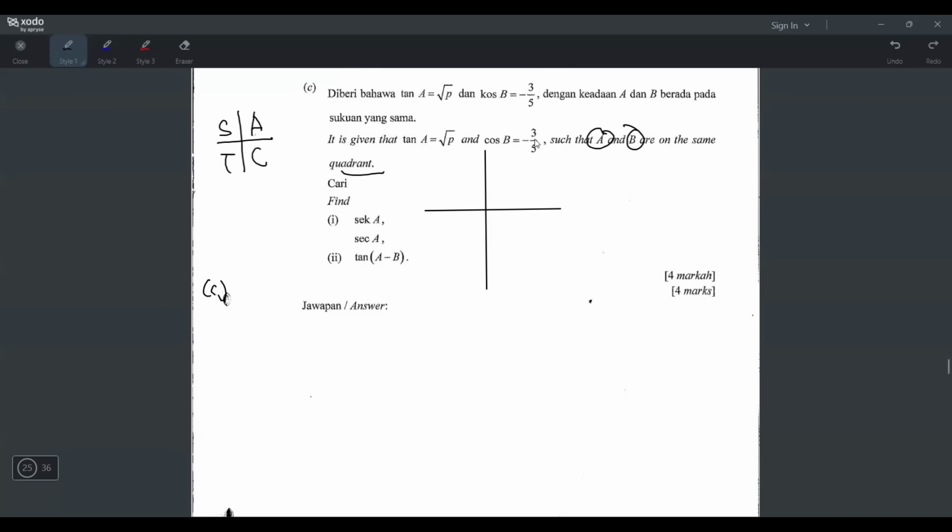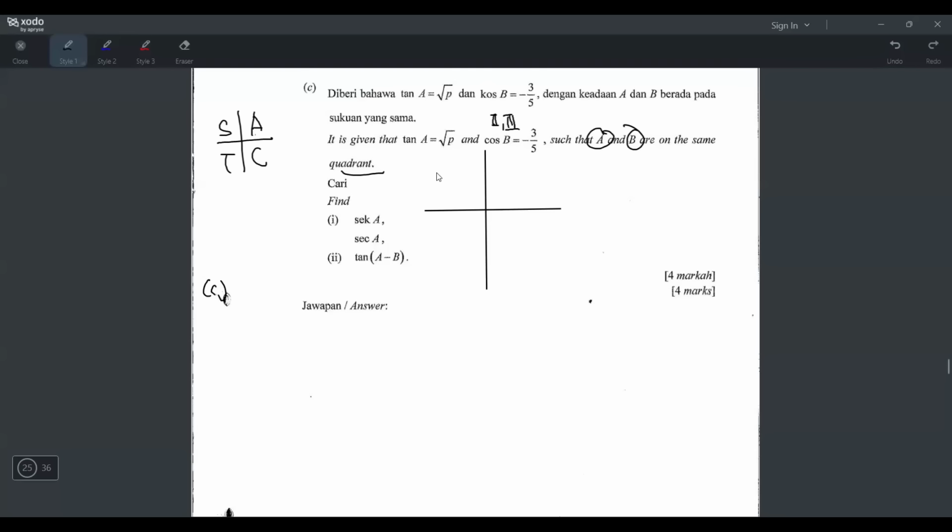So for cos B is -305. Cos B, I think, okay, if cos is positive, it will be the first quadrant and the fourth quadrant, right? So cos negative would be second quadrant and third quadrant. For tangent A, they actually never write positive or negative, so I think it's positive.